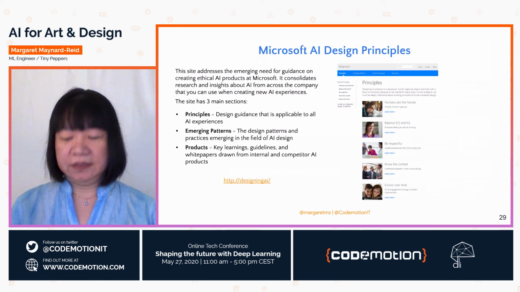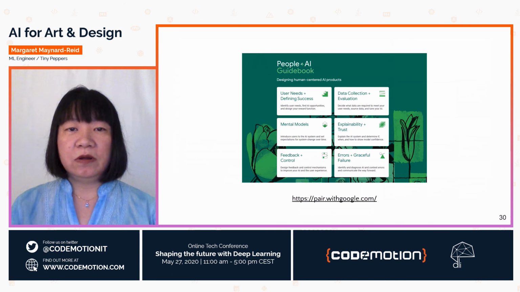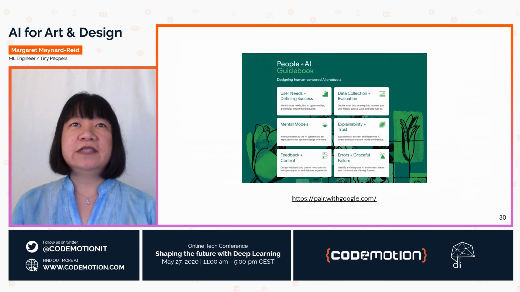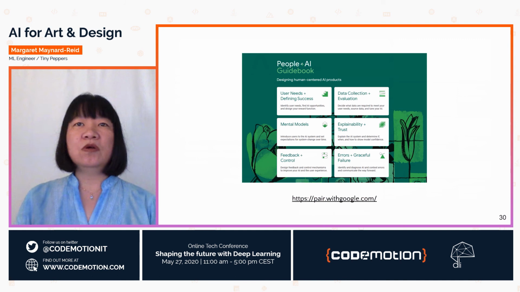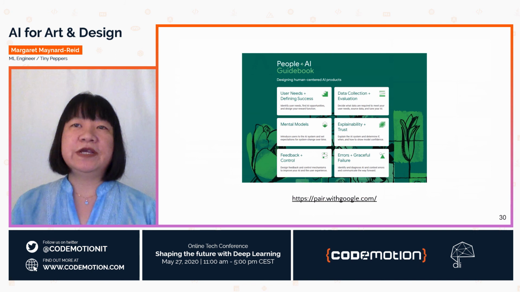Google also has an excellent guidebook called the People + AI Guidebook. It provides excellent guidance on how to design human-centered AI products. I had the honor of reviewing the handbook before it was launched last year, and it will help you with, for example, user needs and defining success, data collection and evaluation, mental models, explainability and trust, feedback and control, and you can also use it to guide you on how to gracefully handle errors and failures when designing AI products.